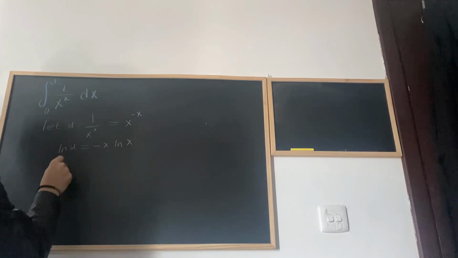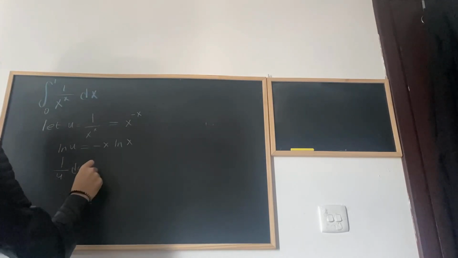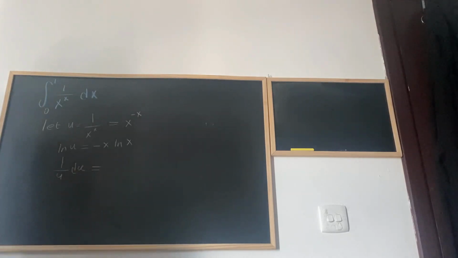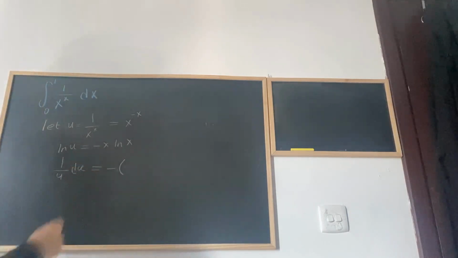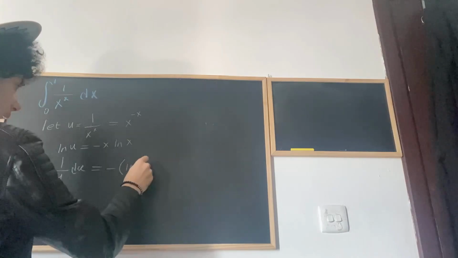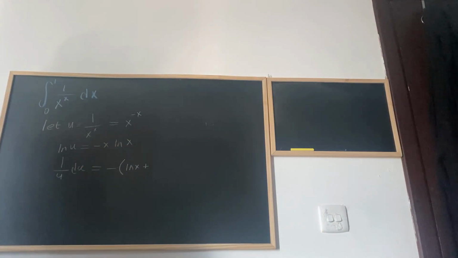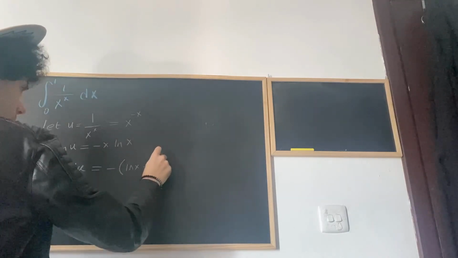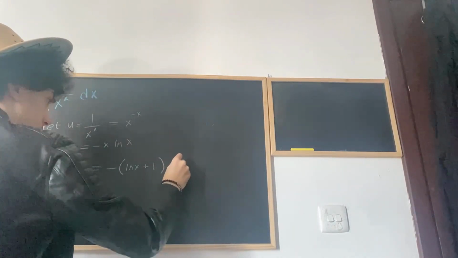So this will become 1 over u du, and it will equal, here we have to use the product rule, which means let's differentiate the first, keep the second, and let's put the negative on the outside. So differentiate the first, keep the second, that will leave us with ln x, and we add, now we keep the first and differentiate the second, which will just give us 1, because x multiplied by 1 over x is just 1. And let's do dx.